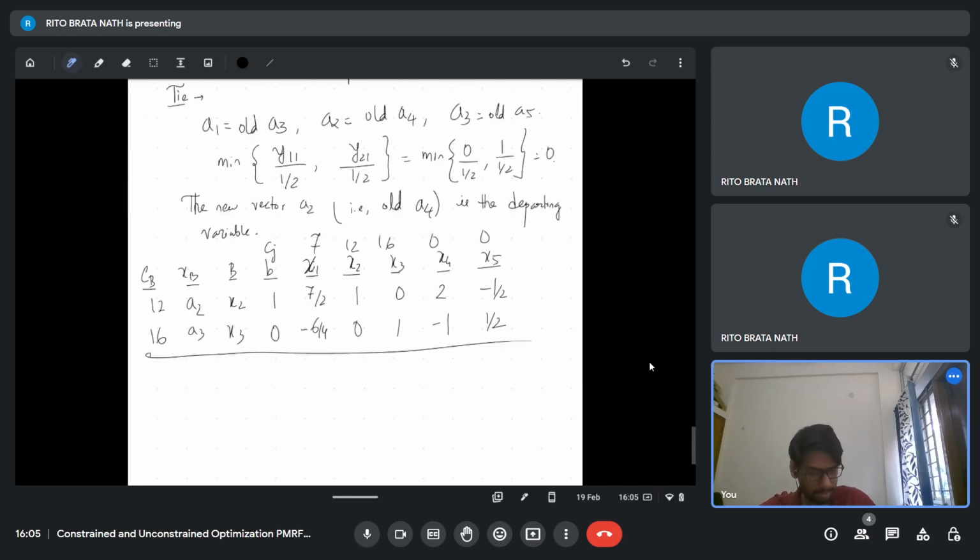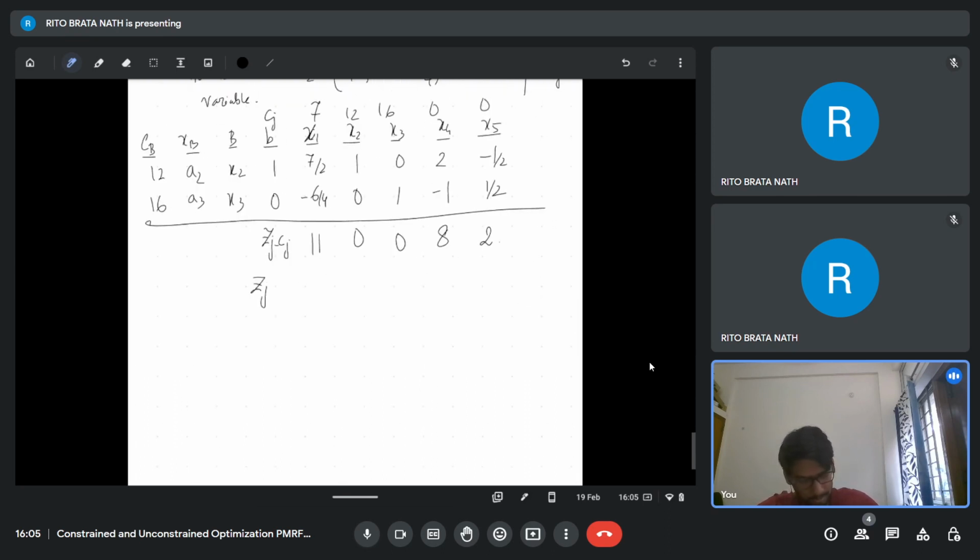Let's calculate this. So this first one will be 42 minus 24, so that's 18 minus 7, that's 11. Next one is 0, next one is 0, that's 24 minus 68. And this one is 8 minus 6, so that's 2, right? So now that's good news that we have it for all j. So the optimal solution is x2 is 1, x3 is 0, so that means your x1 is also 0.